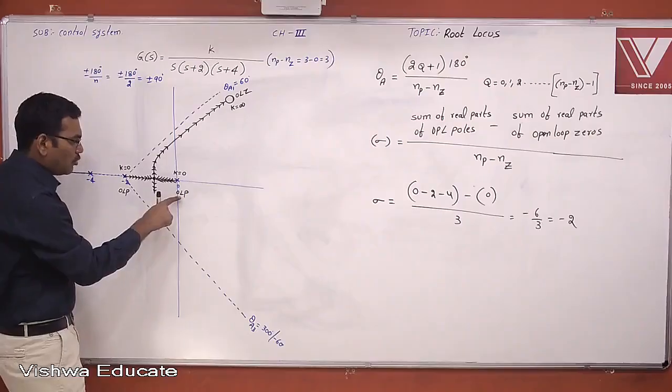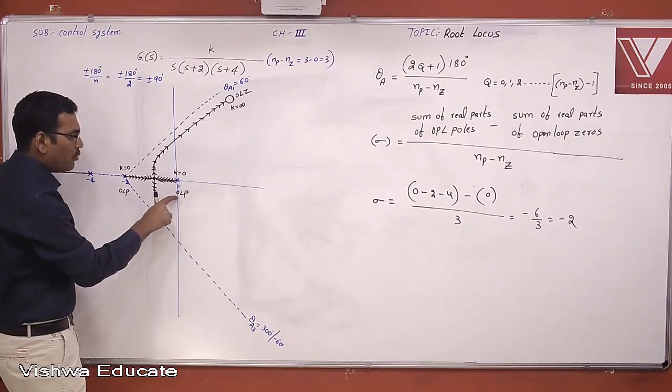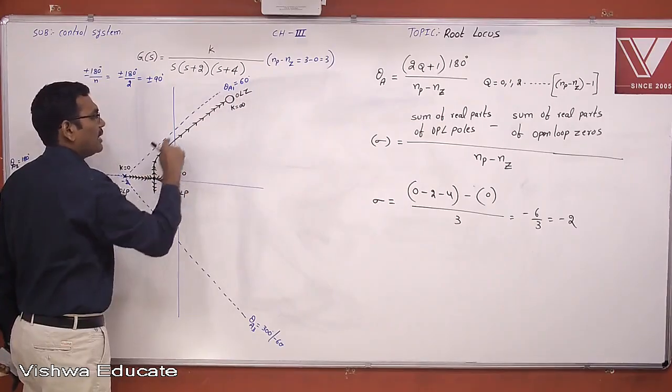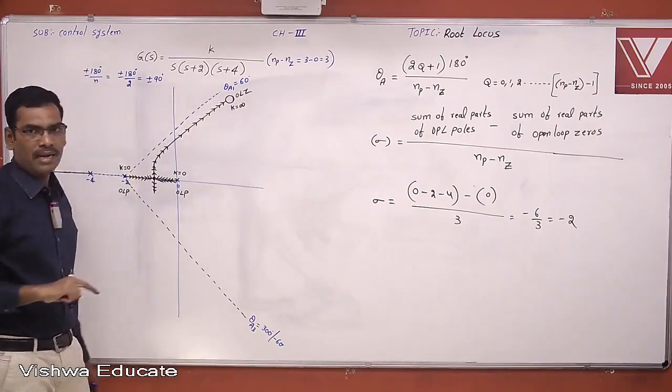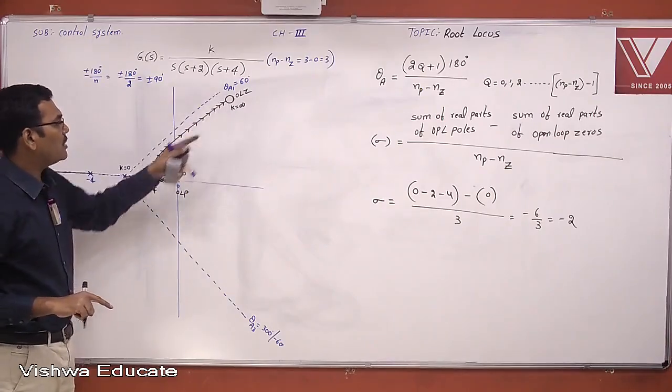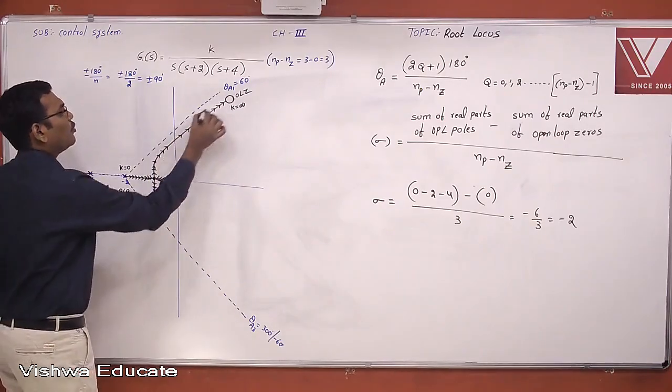Now see here, the root locus diagram starts with an open loop pole and ends with an open loop zero. Then this is called one complete root locus branch. Understand? It starts with an open loop pole and ends with an open loop zero. This is one complete root locus branch.